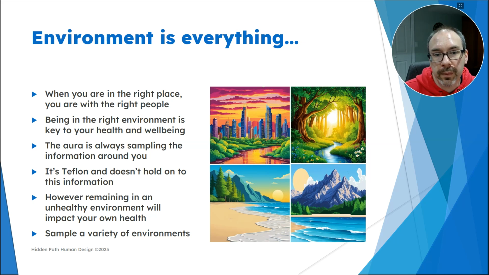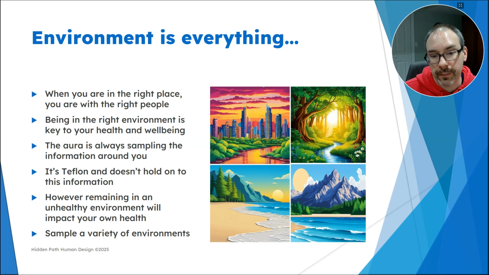So for the reflector, the environment is everything. When you're in the right place, you are with the right people. So that's something important to note. Being in the right environment is key to your health and well-being. So if you're feeling very sickly or you're feeling very healthy, look at where you're actually living. What groups are you sampling? Are those groups healthy or are they not healthy? So this will appear in your own health.